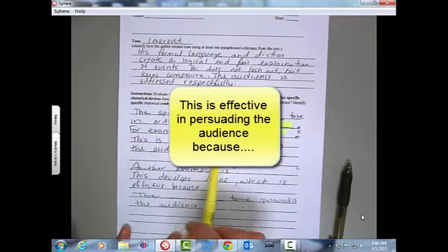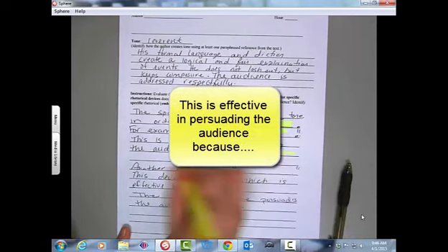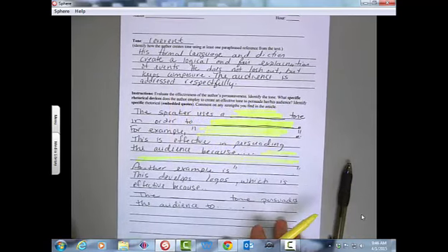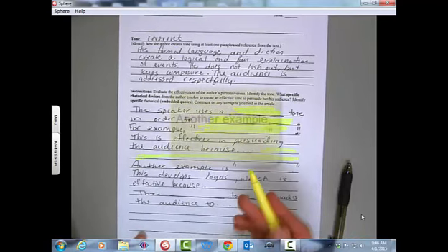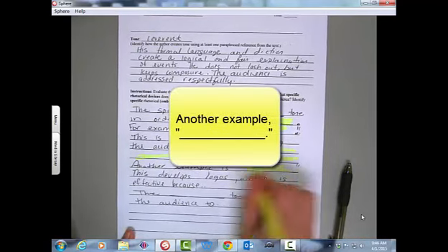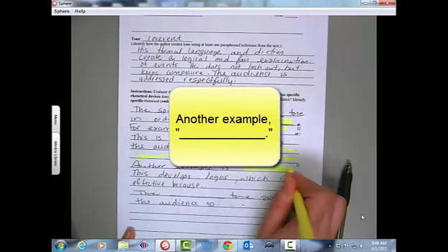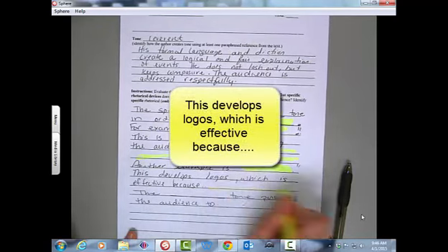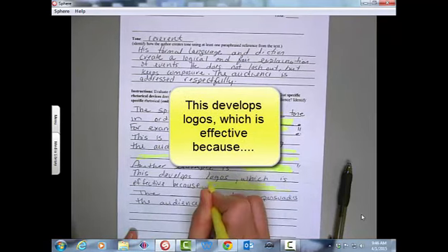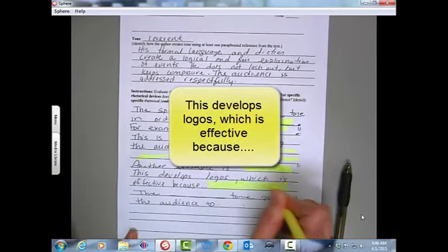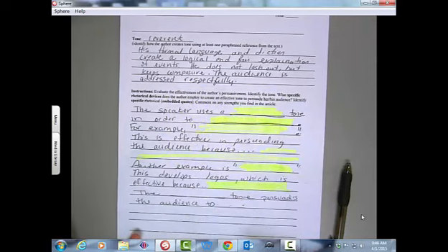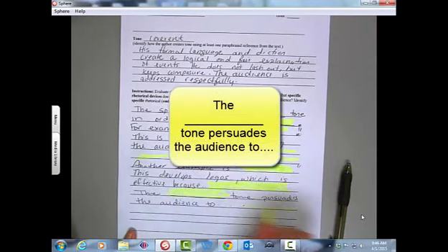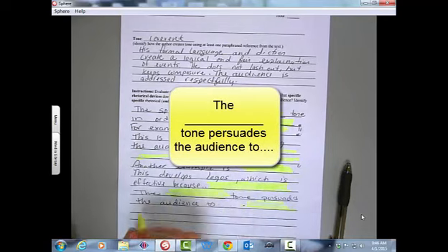This is effective in persuading the audience because, and then you have to tell me why, and this could be from numbers 1 through 5 on your devices on the opposite side of this page. Another example, again, that can come from numbers 1 through 5. You don't have to find new examples, just use what you've already put in there. This develops logos, which is effective because, why is logos effective? What is it that he's trying to do with the way he speaks? The blank tone persuades the audience to, and then what does it persuade the audience to do?